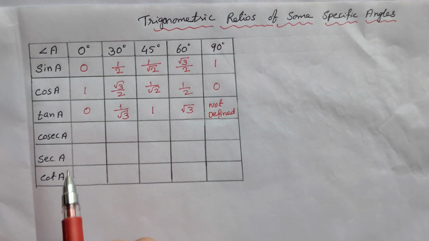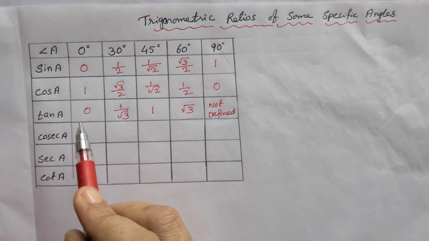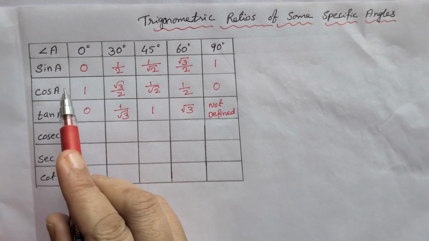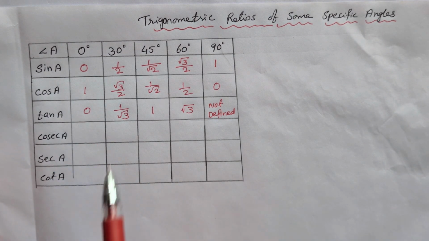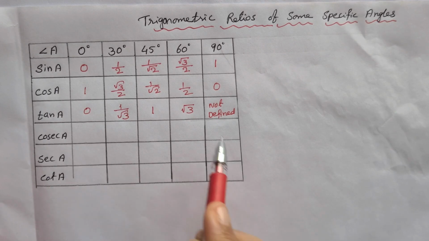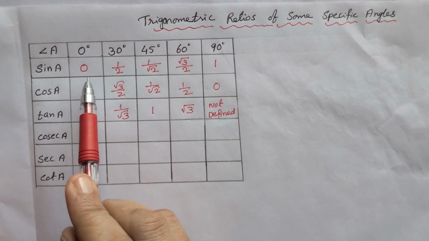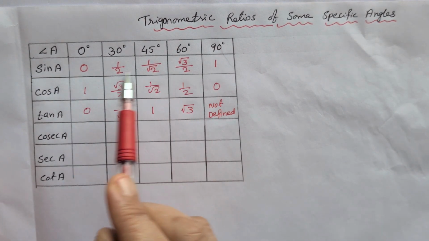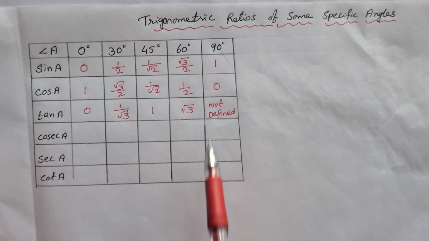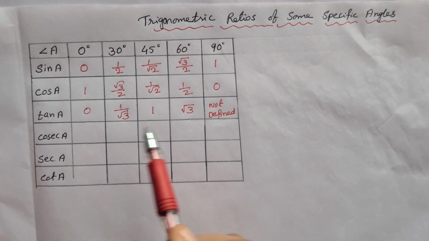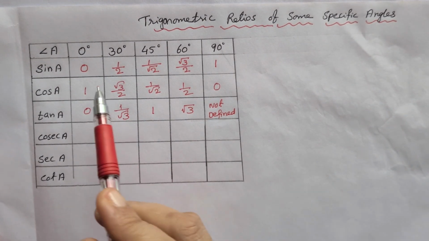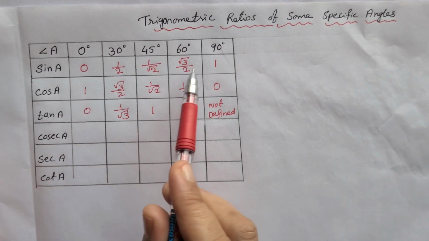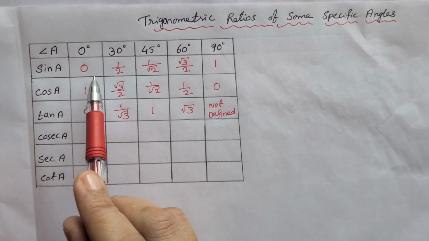Then after that cosec, sec, cot. For that, take the reciprocal of sin, cos, tan. Then we can make the full table. If we know at least this first row, based on that we can write the full table. Whatever value we need, we can calculate based on the first row. So this is important to remember.